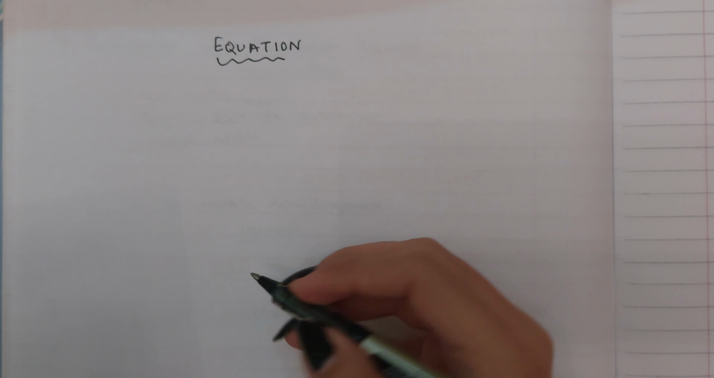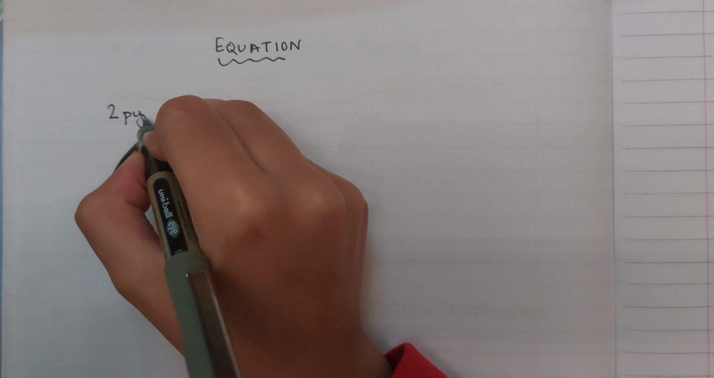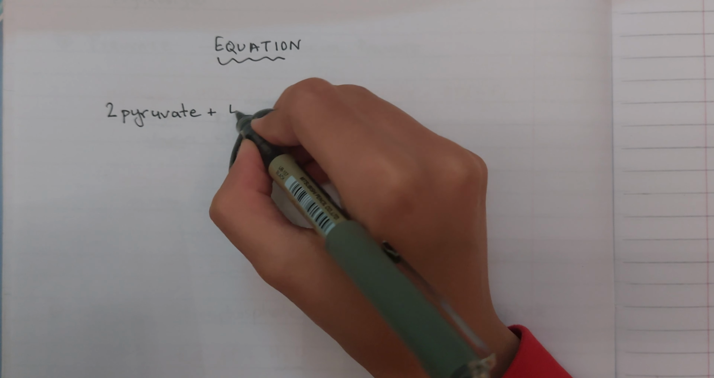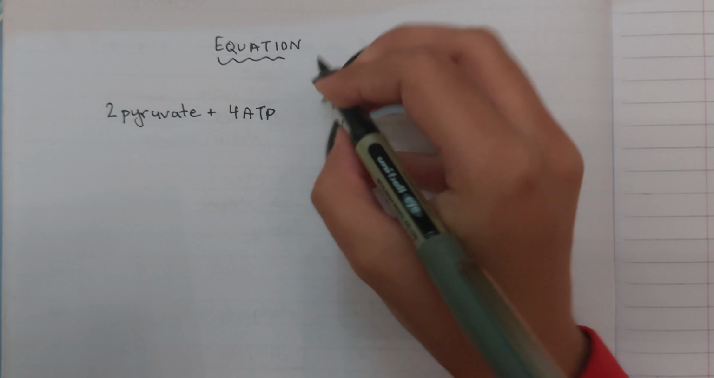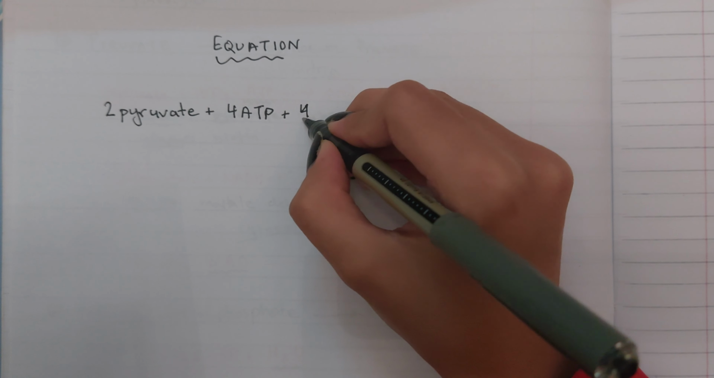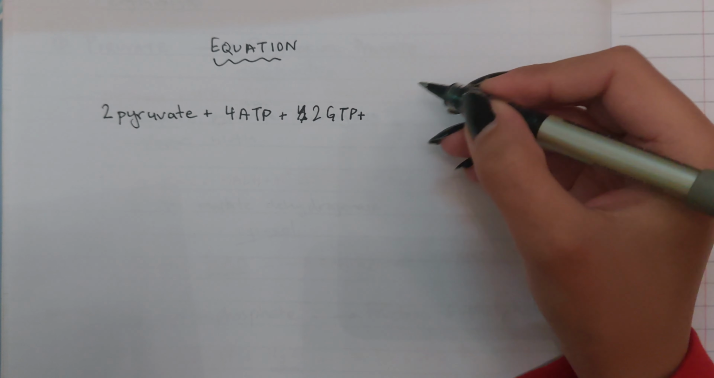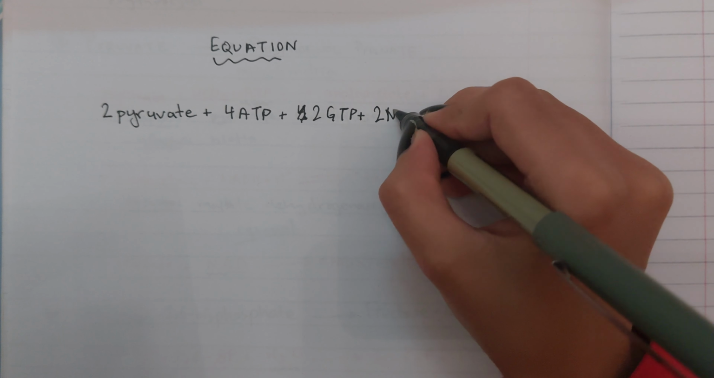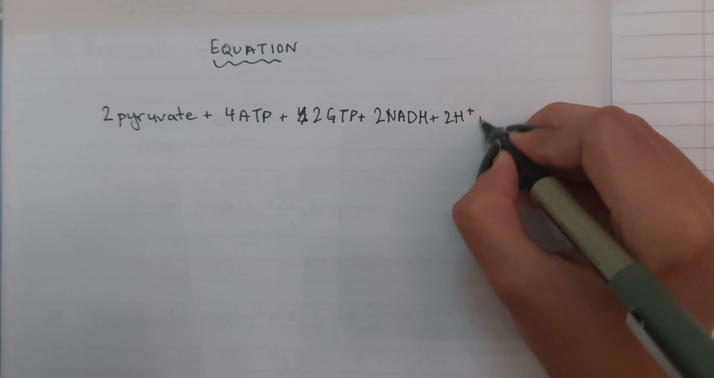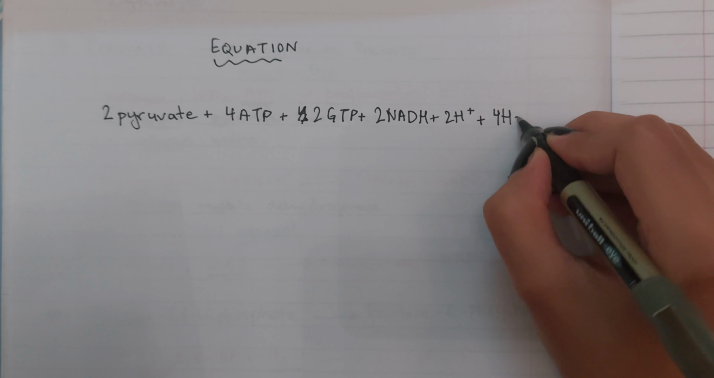So instead of writing 1 pyruvate, we would write 2 pyruvate. Instead of 2 ATP, we are going to write 4 ATP. Instead of 1 GTP, we are going to write 2 GTP. Instead of 1 NADH, we would write 2 NADH with 2 protons. And instead of 2 molecules of H2O, we would write 4 H2O.